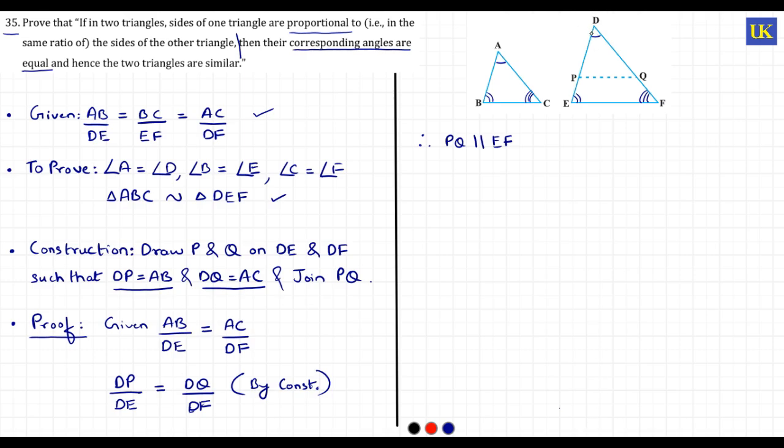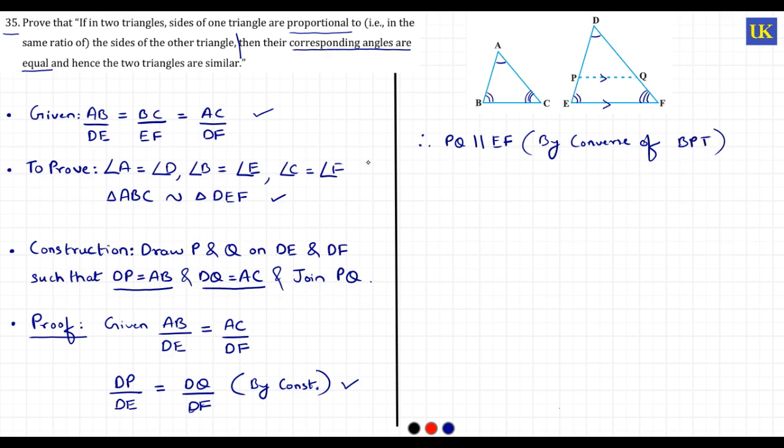So what I was saying was, if we can say here in this step that dP upon dE is equal to dQ upon dF, if both these sides are in proportion, then by using the converse of the BPT theorem we can say that this side is parallel to this side, by using the converse of BPT theorem.